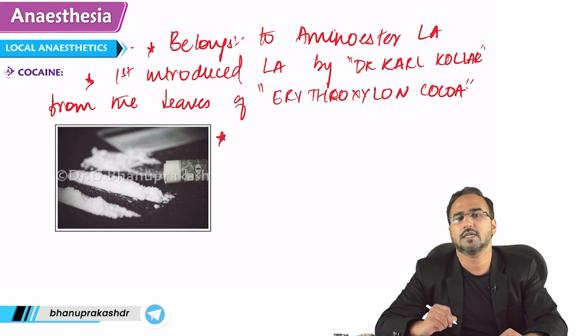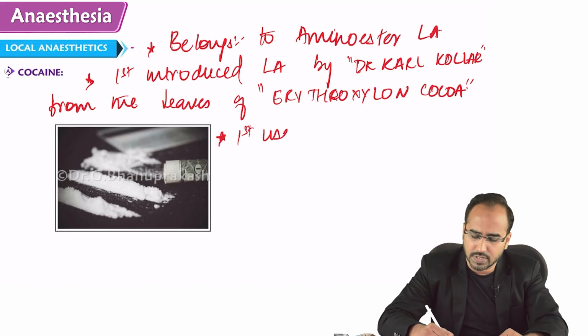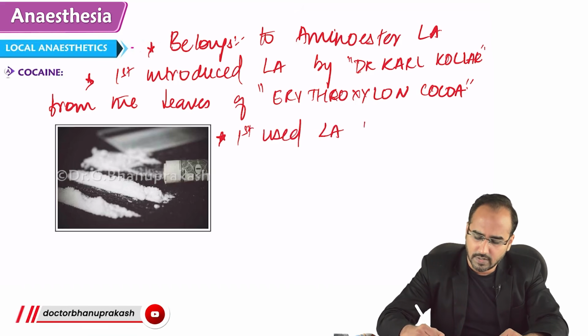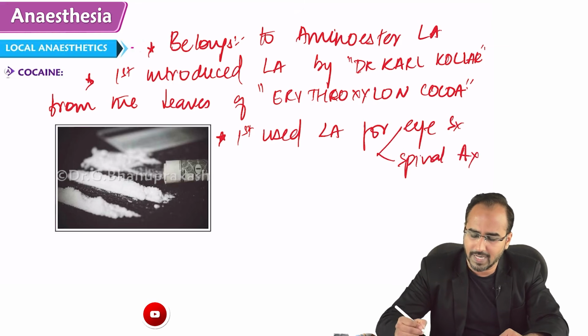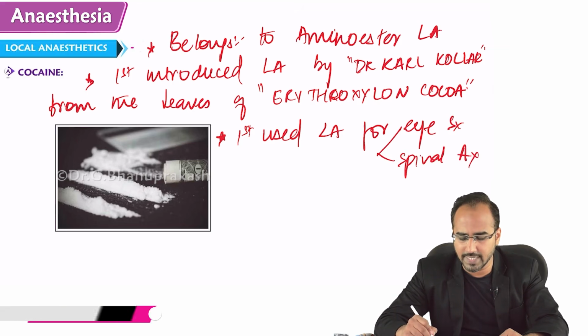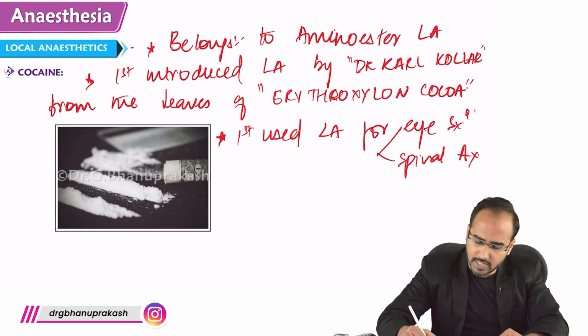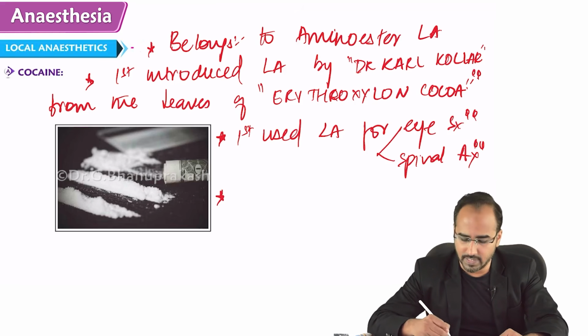Next, it was the first used local anesthetic for what surgery? For eye surgery as well as spinal anesthesia. SX is surgery, AX is anesthesia. It was the first used local anesthetic for eye surgery as well as spinal anesthesia.